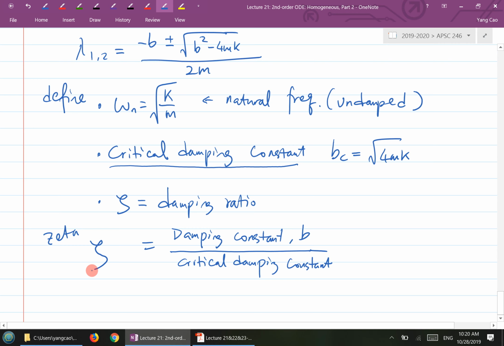I might pronounce it wrong. Zeta or eta, because there's another one called this. There's the 2 twist. Anyway.